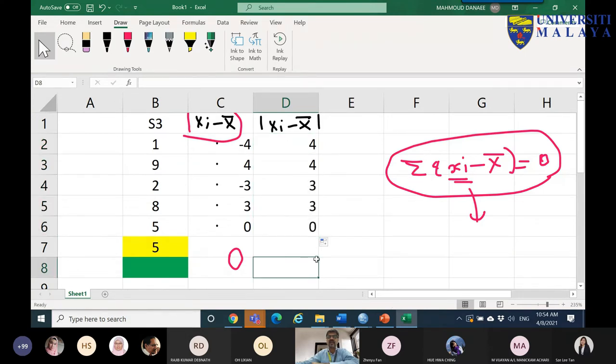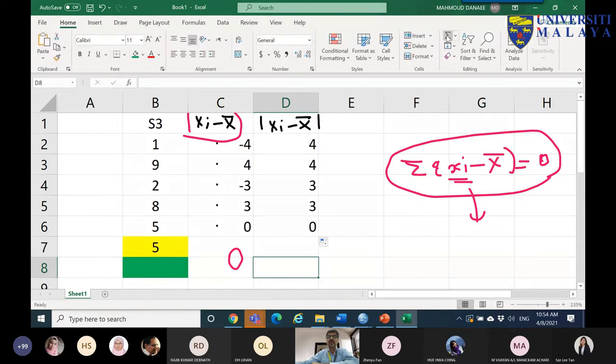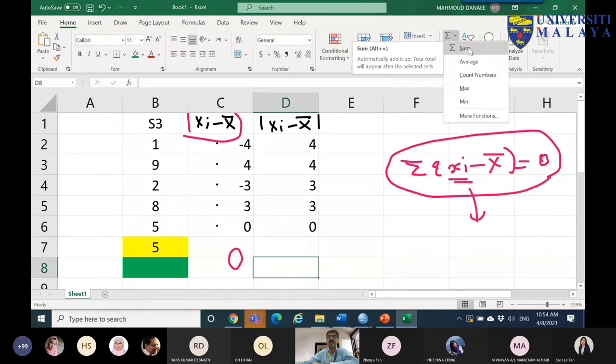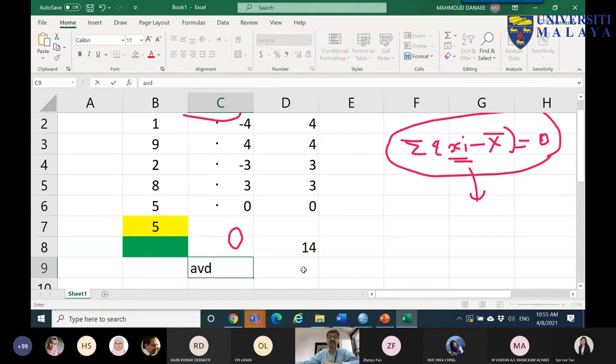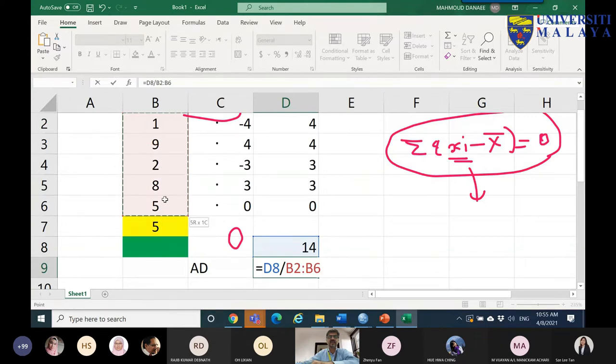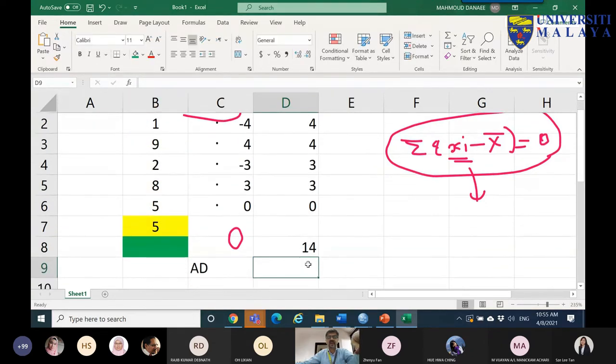And now I can calculate the summation. How? If you go to the Home tab, can you see here? This option is the summation. So the summation of these cells is how much? This is the total deviation, the total absolute deviation. Then how much is the average deviation? Absolute deviation, sorry, AD. This is the average of deviation. It's equal to 14 divided by, how many cases do I have here? 5, right? So it's divided by 5.